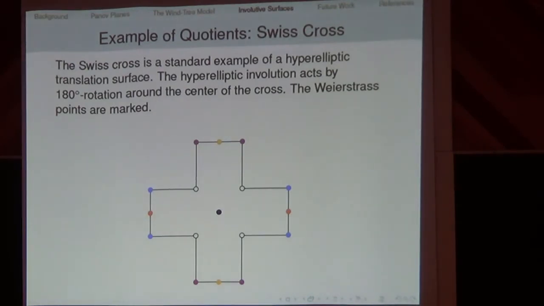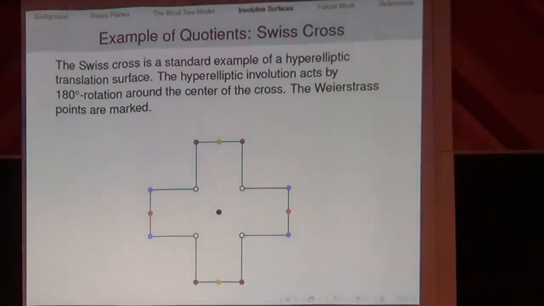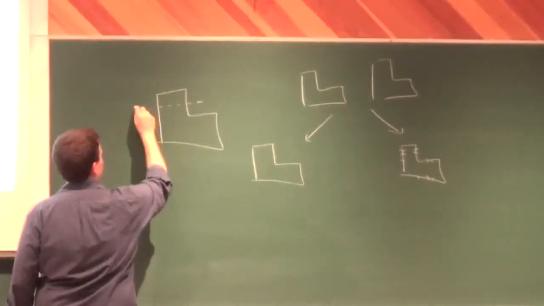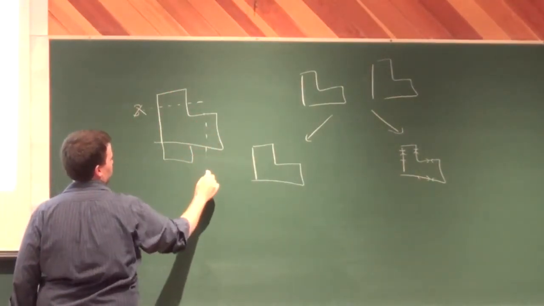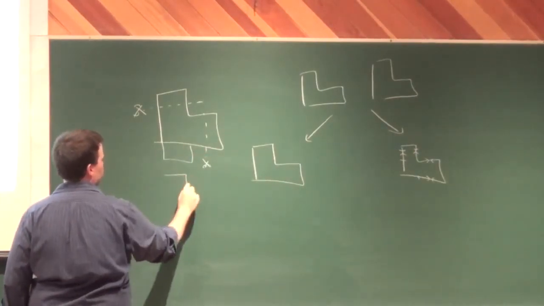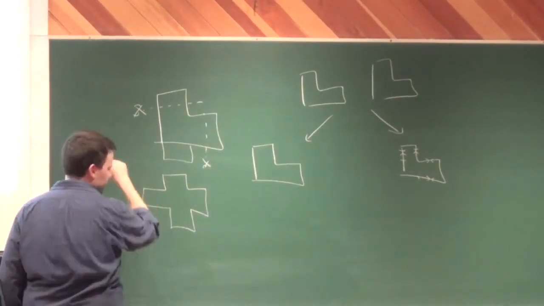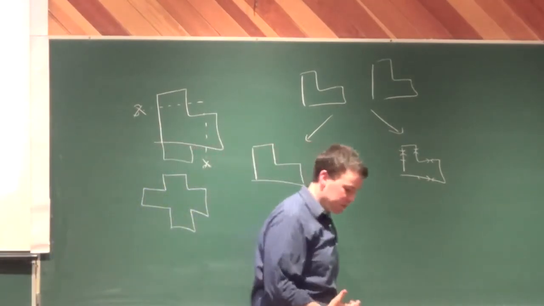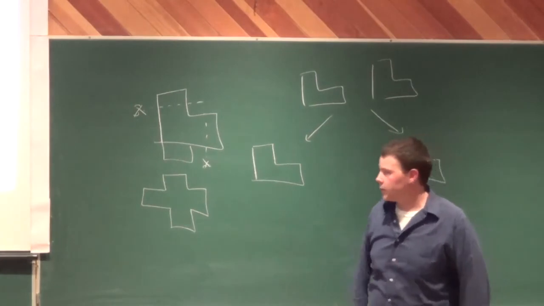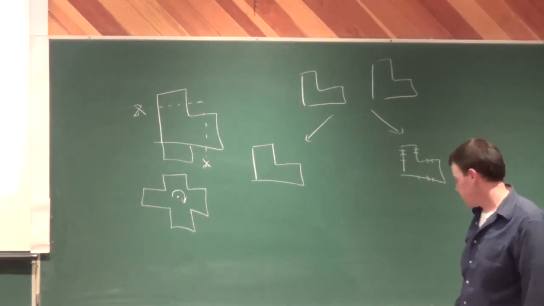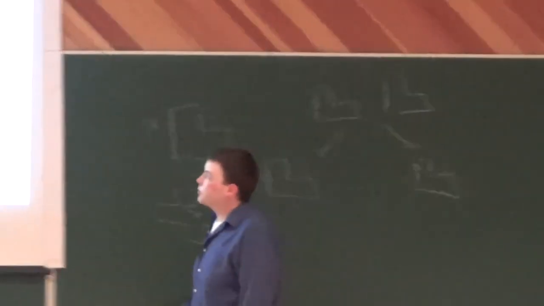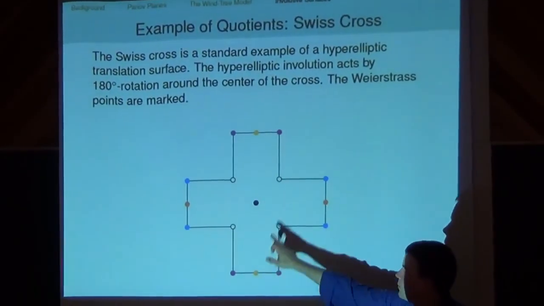So here I have the Swiss cross, which is really just the L-shaped surface, but I've cut off one of the legs, or not cut it off, but cut it in half. So cut a leg in half, move it to the bottom, cut this leg in half, move it to the right, and that gives you the Swiss cross surface. And the reason I'm representing the surface as the Swiss cross instead of as the L is just to make it very clear that there's this hyperelliptic involution that acts as a 180-degree rotation on this particular surface. And then the Weierstrass points of this involution are the points that are marked right here.